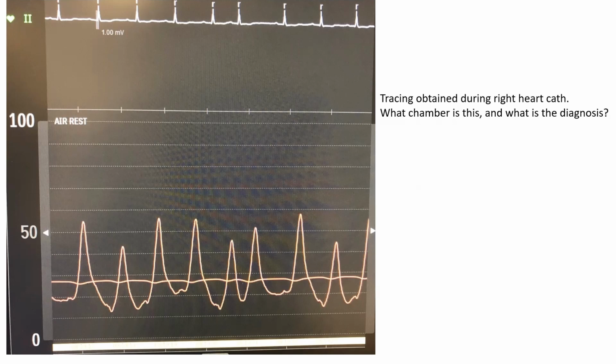So 2 steps. First, identify what is this tracing. Is it atrial, arterial, or ventricular? And number 2, what's the diagnosis implied? What's the first thing you look at when you look at a tracing and you want to identify it? What's the first thing you look at to help you identify that tracing?